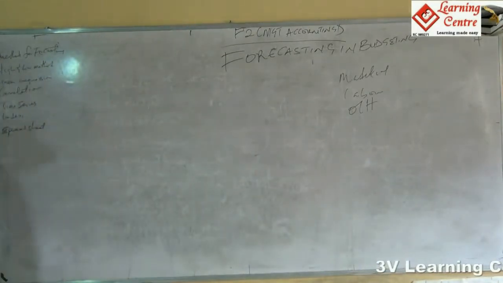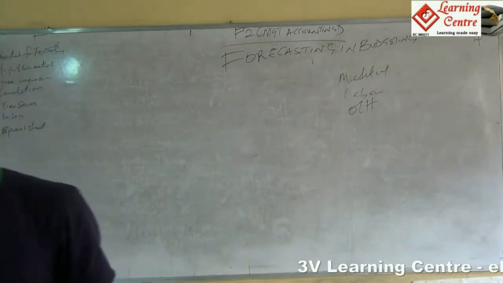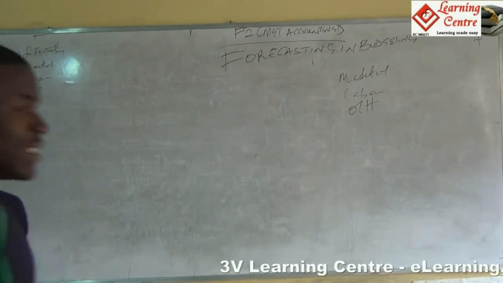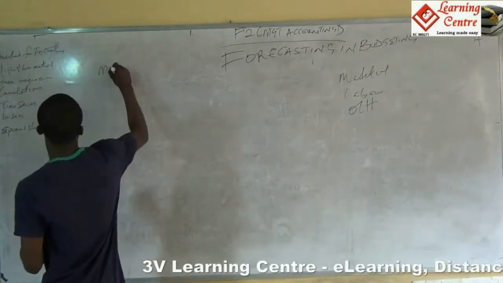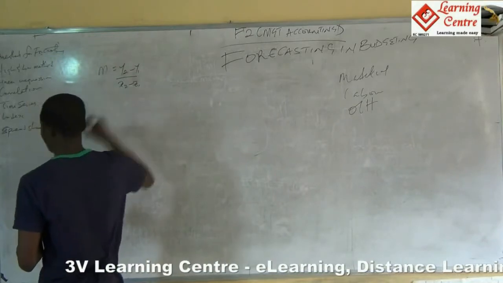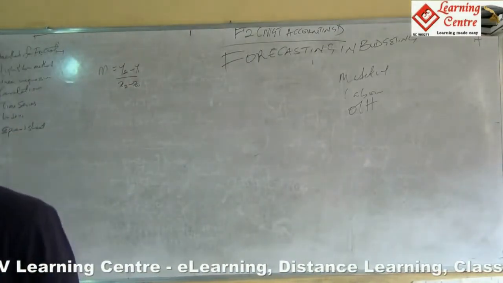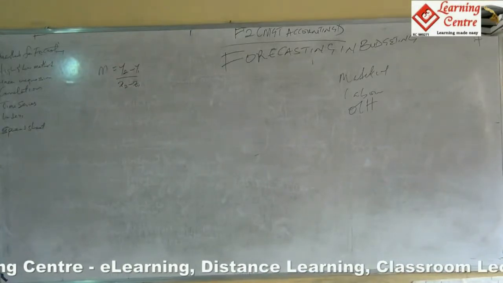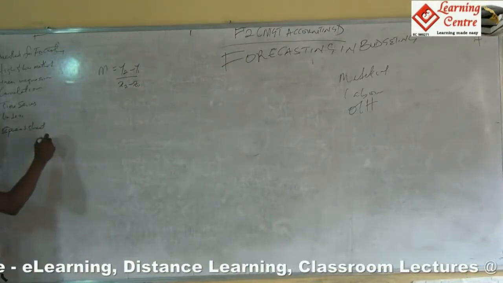The high and low method, for easy understanding, is just an extension of what we call gradient and intercept. Remember that particular thing. When you say the gradient of a line, it is m, right? m equals y2 minus y1 over x2 minus x1. The y-intercept is the point where the line crosses the y-axis. That means at the point where x is zero.